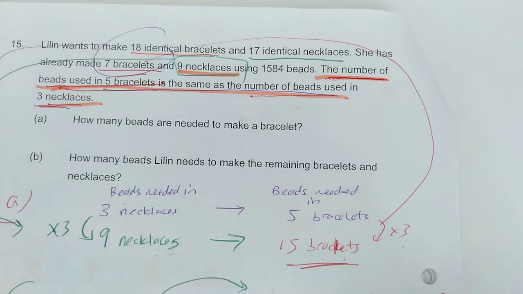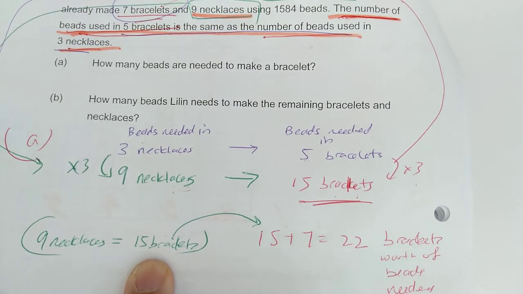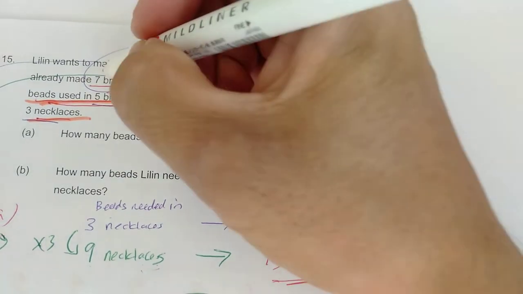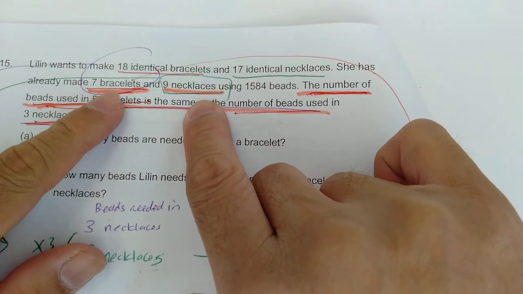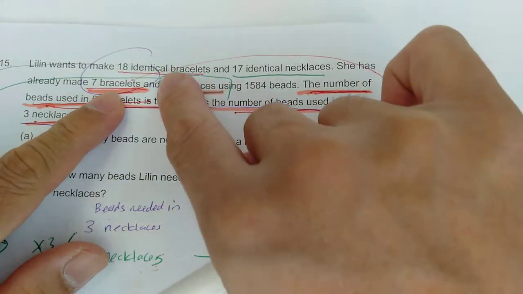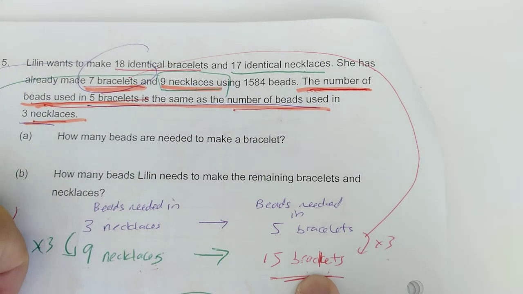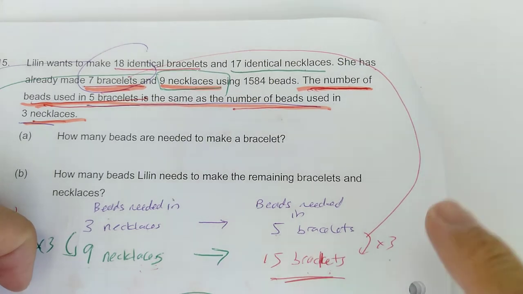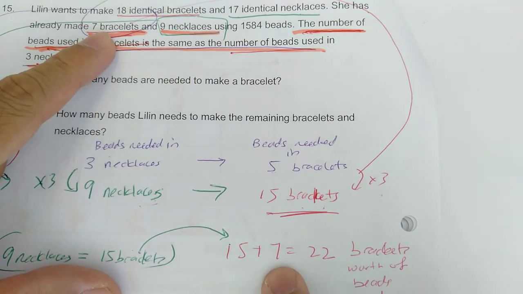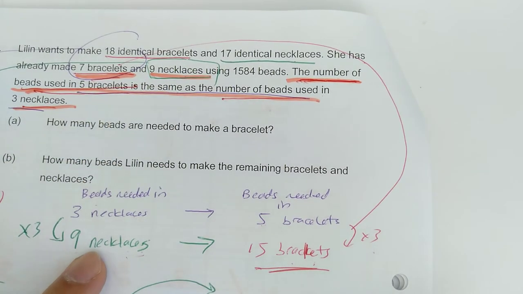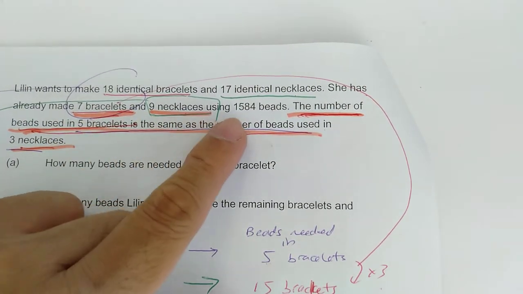So now I know that the amount of beads used to make 9 necklaces is the same as those used to make 15 bracelets. So 7 bracelets were already made. Because it's easier for me if I add the beads used for bracelets and beads used for necklaces, I will equate the beads used to make the 9 necklaces to the beads used to make 15 bracelets. The same number, just used to make different things. So the beads used to make 7 bracelets here, plus the beads used to make 9 necklaces, which is equivalent to 15 bracelets, so the beads used to make this is 1,584.